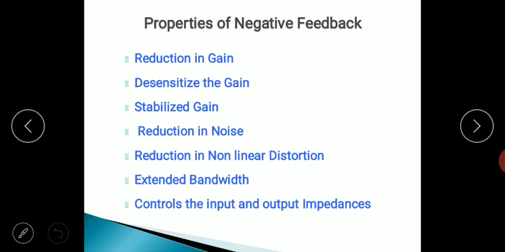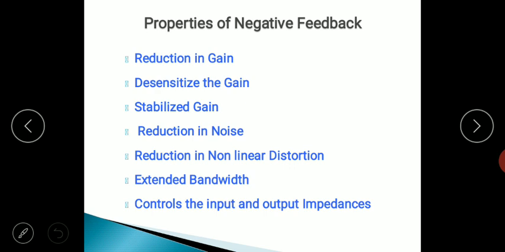And one more important property of negative feedback is extended bandwidth. Every amplifier has what is called a figure of merit, or gain bandwidth product, and this gain bandwidth product for every amplifier is constant. But we have seen negative feedback decreases the gain. So obviously, to keep the gain bandwidth product constant, negative feedback has to increase or extend the bandwidth. So this is also an important property of the negative feedback amplifier, that it extends the bandwidth.